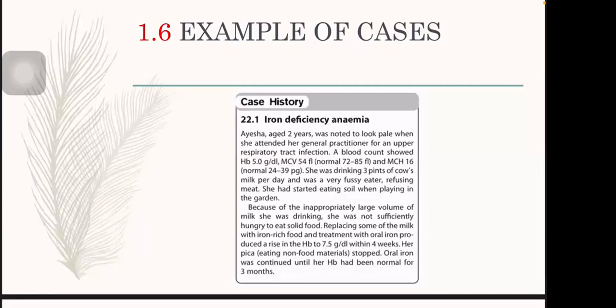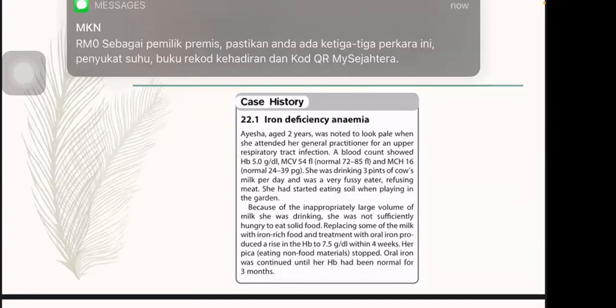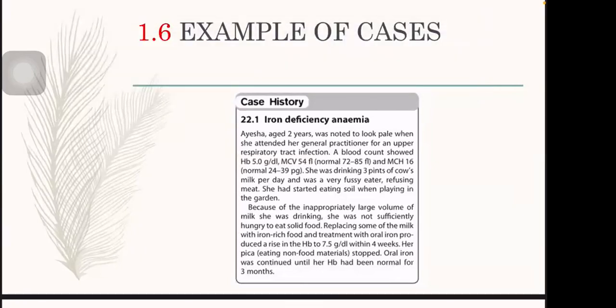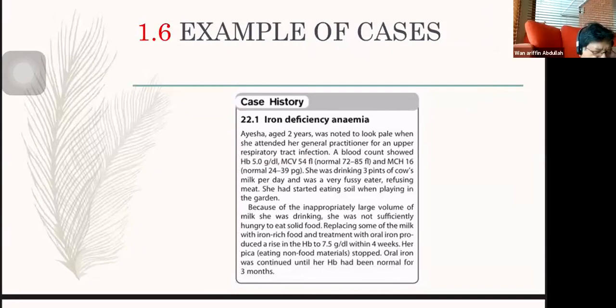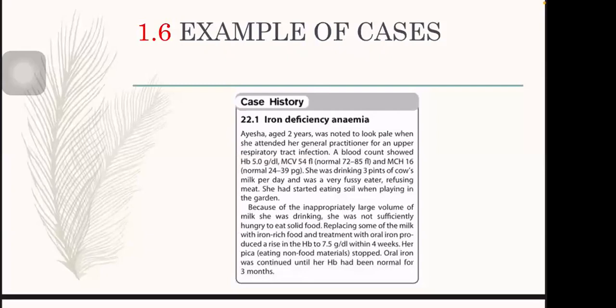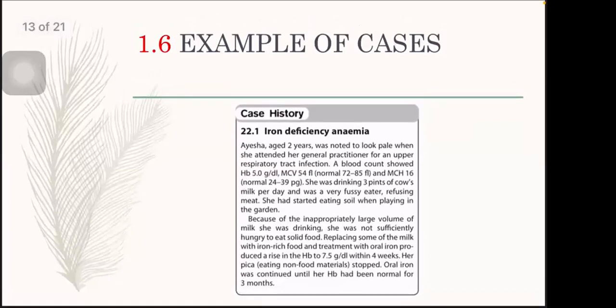The management for this child is replacing some of the milk with iron-rich food, and also treatment with oral iron supplement, which will raise the hemoglobin and also stop the pica behavior. Oral iron was continued until her hemoglobin had been normal for 3 months. Why give it for more than 3 months? Because sometimes the restoration of the iron is not completed, although the hemoglobin level has been normal.